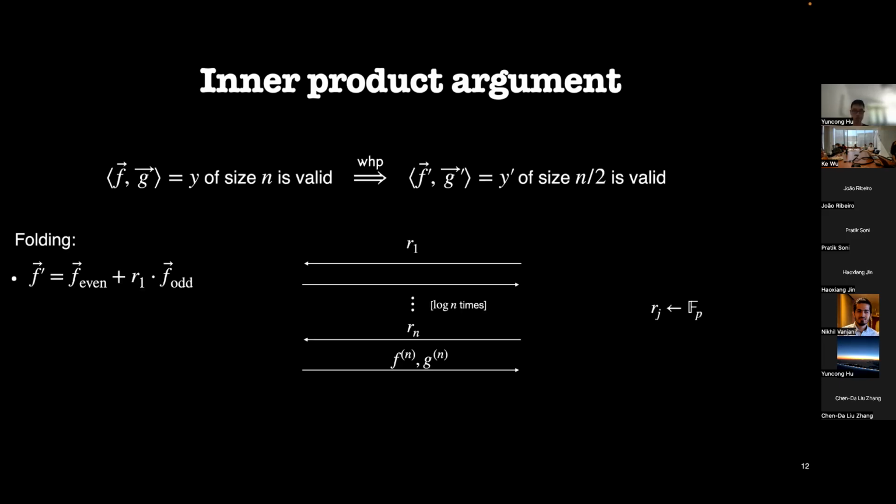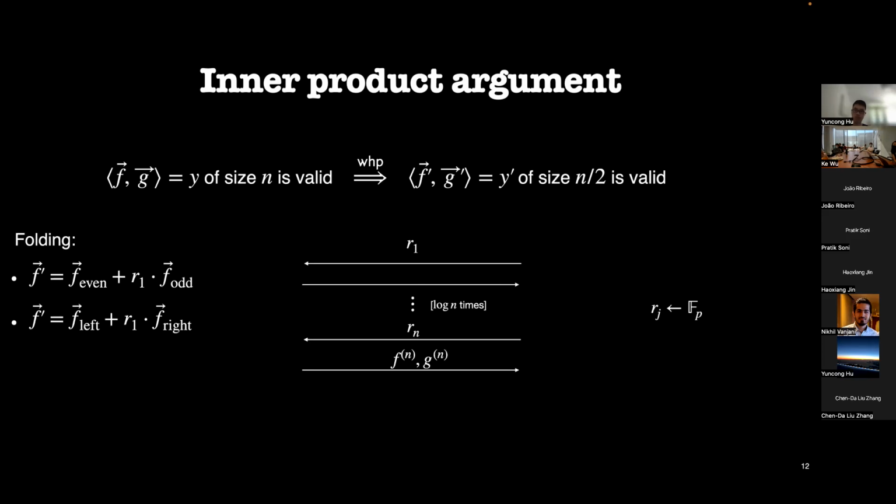And this is usually how we do it. We usually fold these vectors, either with an even and odd fold, or a left and right fold. There's not much of a big difference. At each round, the verifier will send some randomness, like R1, R2, Rn, and the prover will reply with some intermediate results.